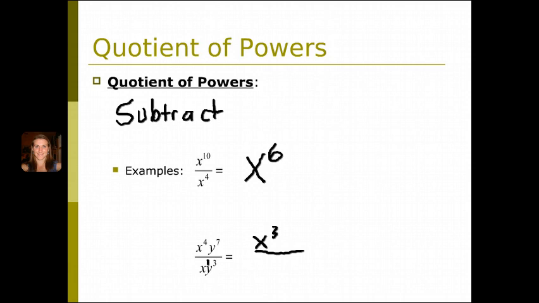Next, we have y to the 7th over y to the 3rd, and when we subtract 7 and 3, we get y to the 4th. So we no longer need our fraction bar, so we can just write our answer as x to the 3rd, y to the 4th, and we are finished.